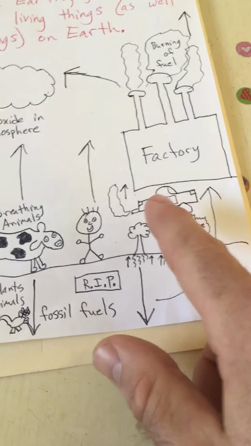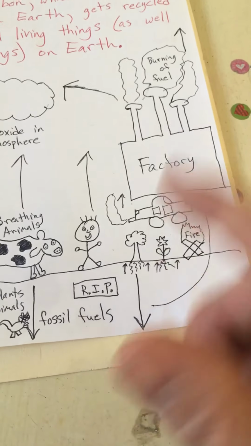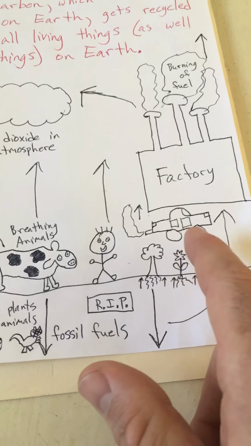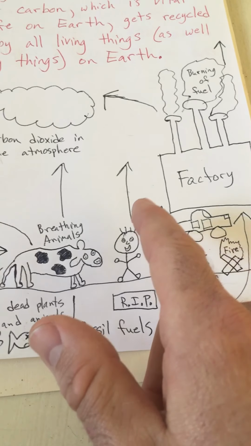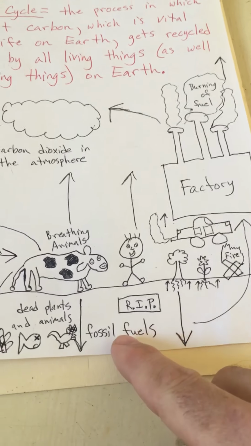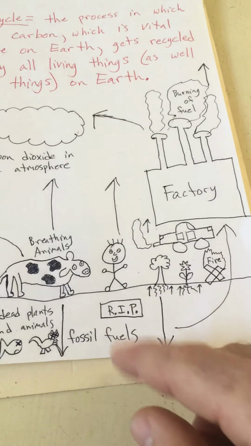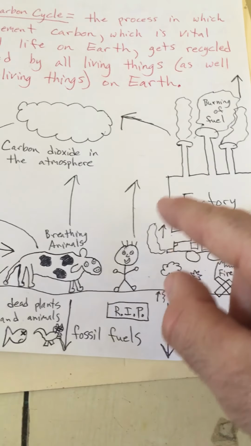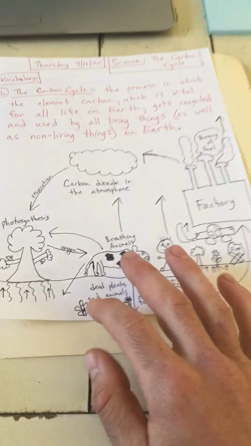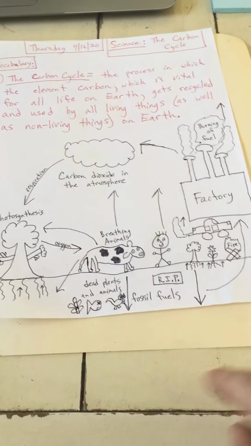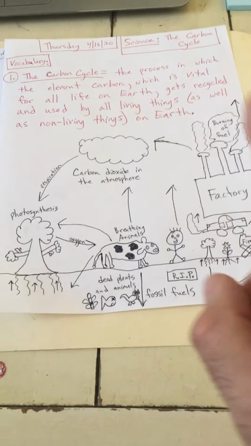This is a car, so any automobile, any truck, any bus or train or boat or anything that uses fuel is going to release carbon dioxide into the atmosphere. So again, those fossil fuels that are being used, like oil and coal, natural gas, they're being burned, and they are being released back into the atmosphere. Okay? So as you can see, that carbon continues to be cycled between all living things throughout the earth.